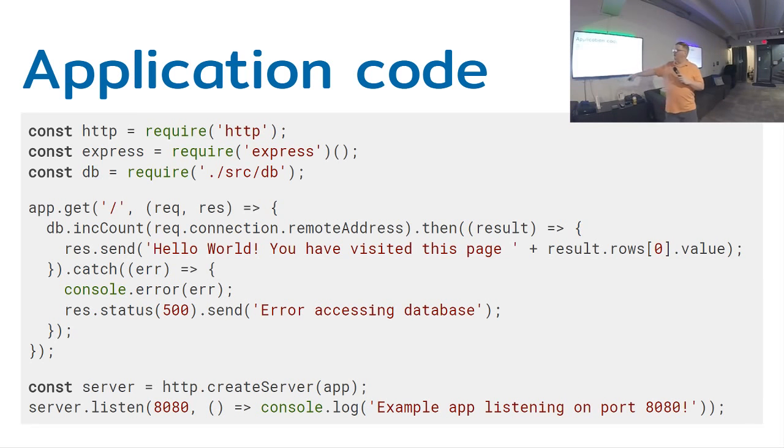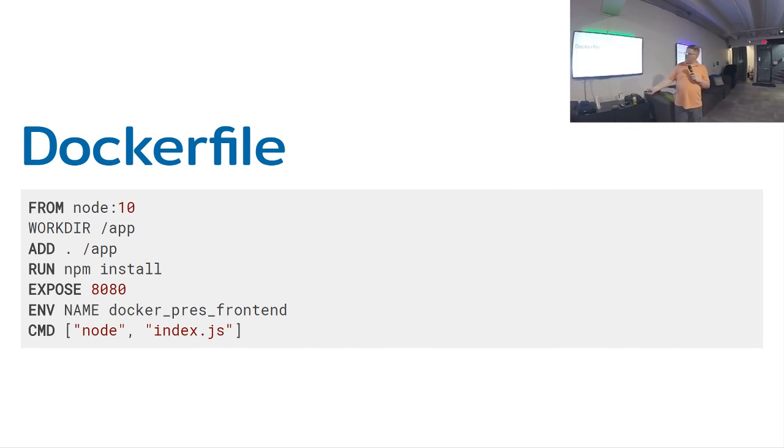Again, stupidly simple. We bring in the HTTP Node.js library. We bring in Express to make this a little shorter because I have to fit it on a slide. Then if someone does a GET request for the / path, we have an increment count function that we pass the remote address to, and then it returns a result. The value is just the number of times that they visited the page, and we return that. We have a little bit of error handling, and then we bind to 8080. Keep that in mind, because 8080 is important.